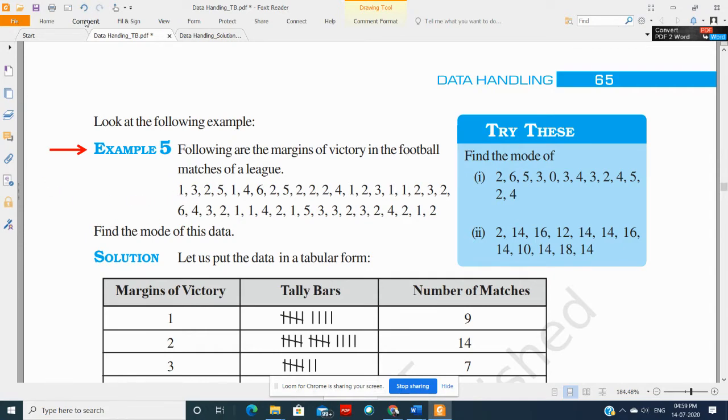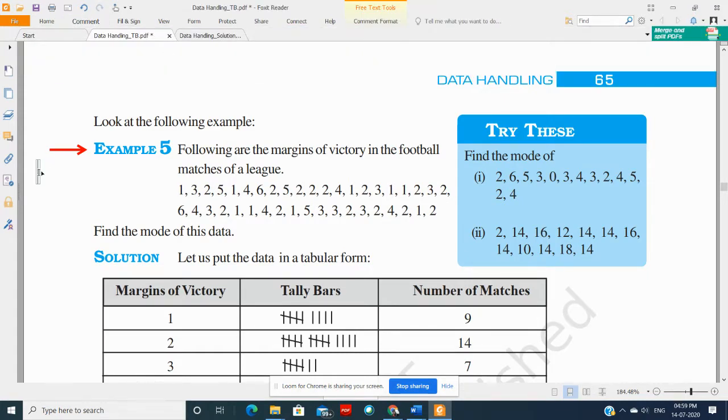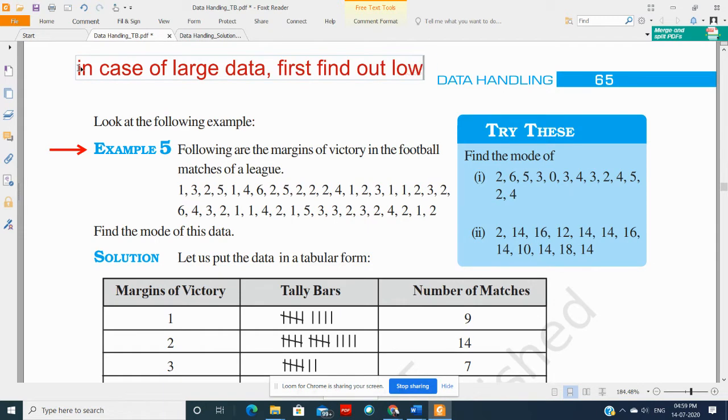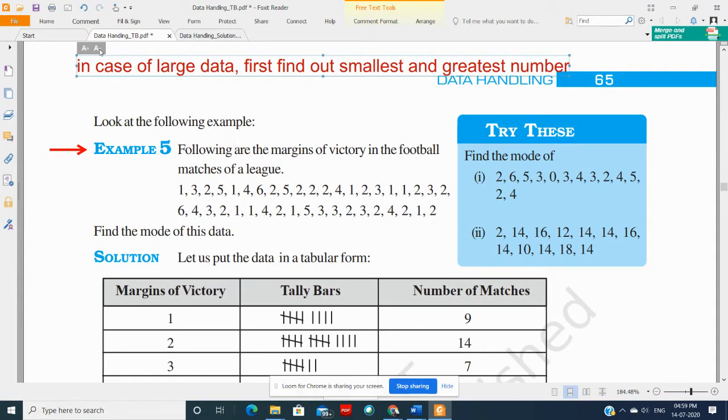Okay. So here I'll just write down the steps for you so that again it would be easy. In case of large data, what you have to do is, first find out the lowest or smallest and greatest number. Smallest and greatest number. All right. So this is what you have to do. You have to find out the smallest and greatest number. All right. Okay.